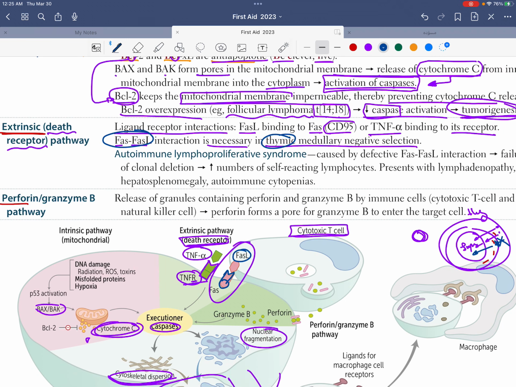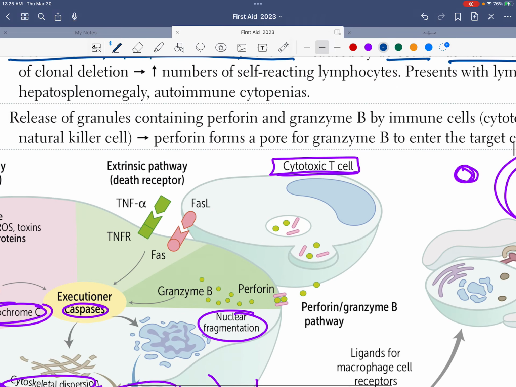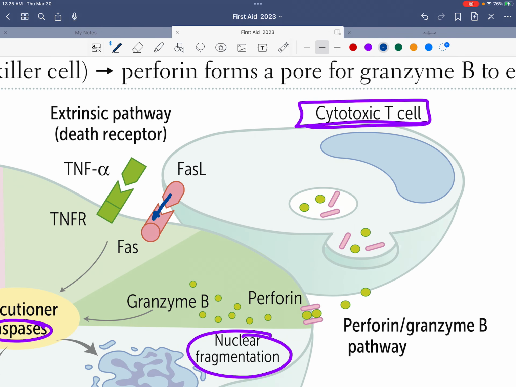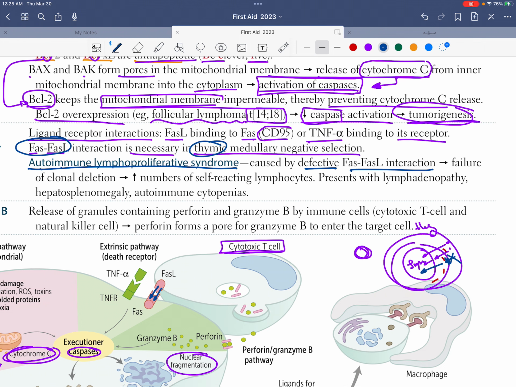An example of that is autoimmune lymphoproliferative syndrome. It's caused by a defective FAS-FAS-L interaction. So let's say that we have a problem with the interaction between this ligand and this receptor, what is that going to do? That is going to cause autoimmune lymphoproliferative syndrome. It's a failure of clonal deletion. So we are unable to delete those cells, unable to kill them. That means we increase their numbers.